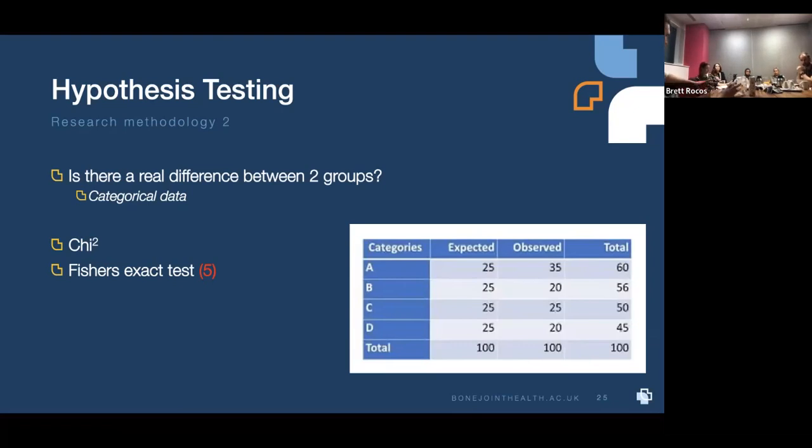It's just a bit more robust to low cell counts. All right, what I normally do is I do them both and see if they're different. If they're different, there's something weird going on, you have to find out what it is.